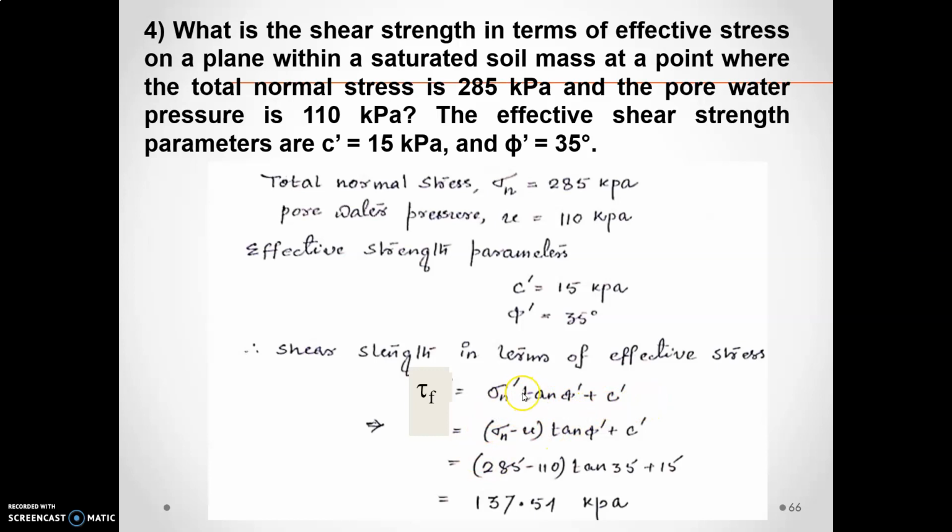Okay, what is sigma n dash? I told already, when effective stress is there, you have to deduct the pore water pressure. So now sigma n dash is nothing but sigma n minus u, into tan phi dash plus C dash. So sigma n is given as 285, u is 110, deduct that, into tan phi dash is 35, plus 15. So we'll get 137.5 kPa. Very simple. The main thing you should know: when it is asked to find in terms of effective stress, that becomes sigma dash. So that time you have to deduct the pore water pressure.